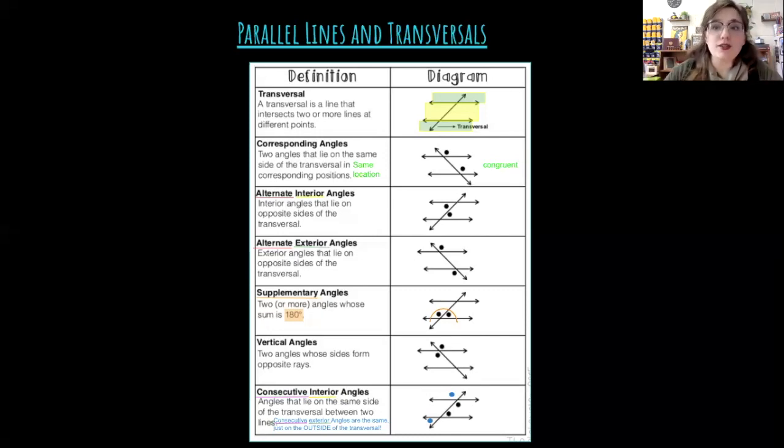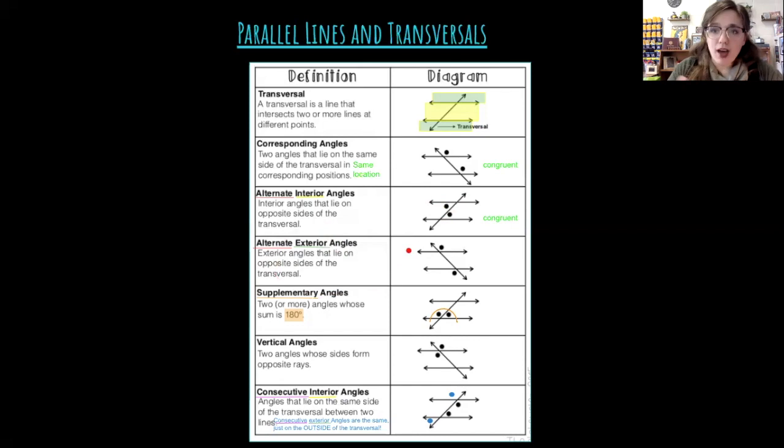Alternate interior angles also happen to be congruent. Looking at them, knowing that they are equal to each other, if this one is 30 degrees, this one has to be 30 degrees. It's going to be consistent no matter what, so long as they are two parallel lines, if and only if. All right.